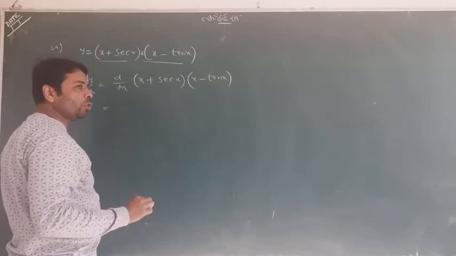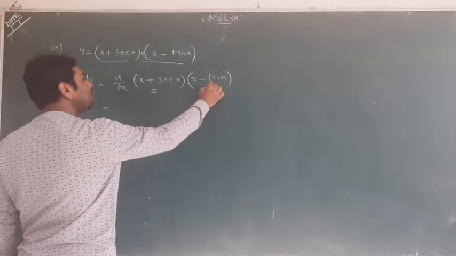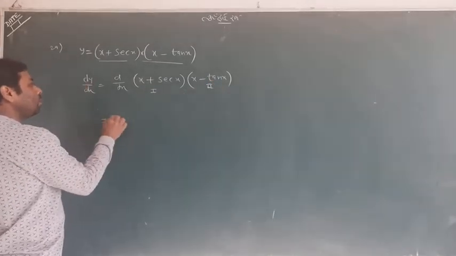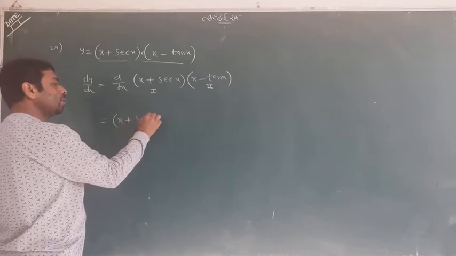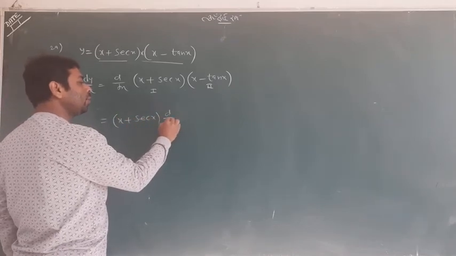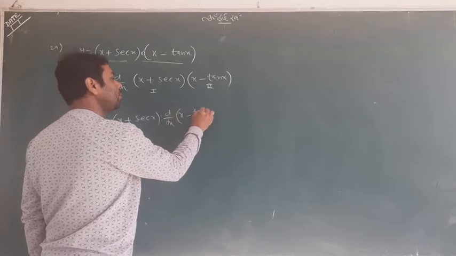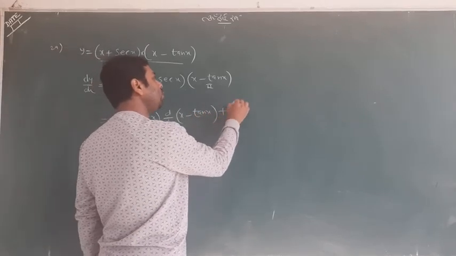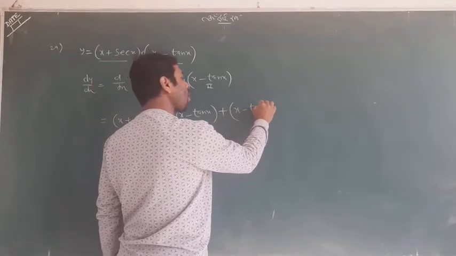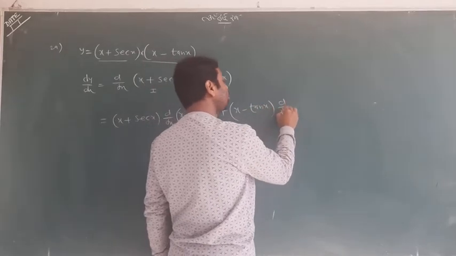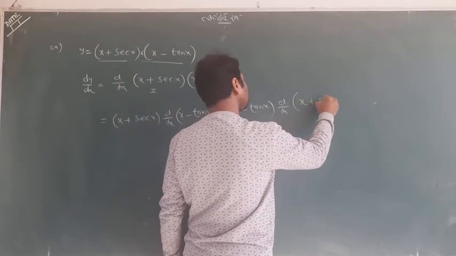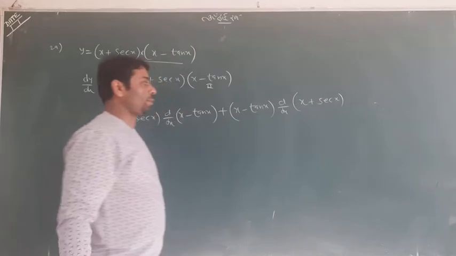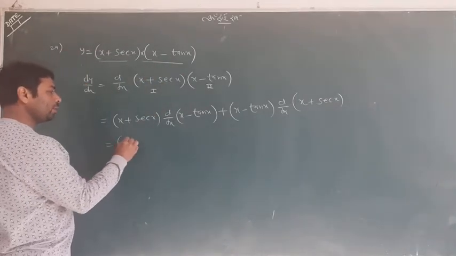What is the multiplication law? We have two functions, first and second. First function as it is, differentiation of second, plus second function as it is, differentiation of first. This is a simple concept. Now you can do the differentiation.